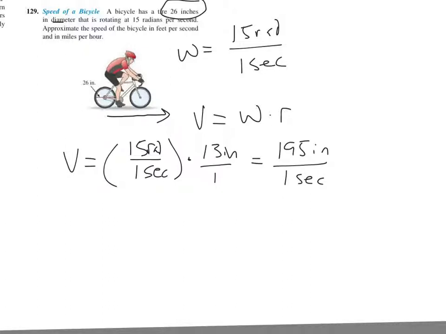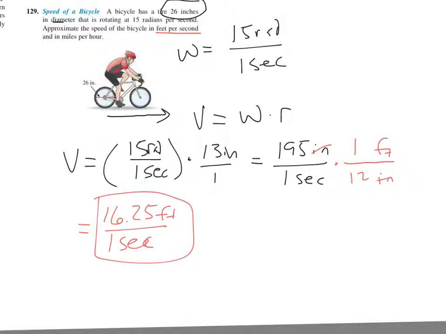This first question says, well, it isn't either. It says find it in feet per second. So let's take one conversion here and get inches to feet, 12 inches in a foot. And now I'm going to multiply 195 times 1 and divide it by 12. So it's 16.25 feet per second. Okay, that's one answer. But we're not even really done there.